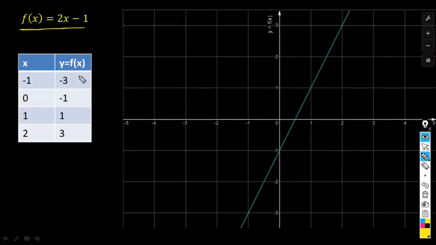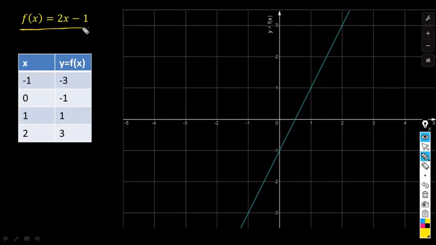Okay, look at this table here that I have. In the first column, I'm writing the variable x, or the argument of the function, and in the second column, I'm writing y equals f of x. So what I'm going to do in this column is place all the values of the function for specific values of the argument. For example, if we evaluate this function at x equals minus 1, we get minus 3.